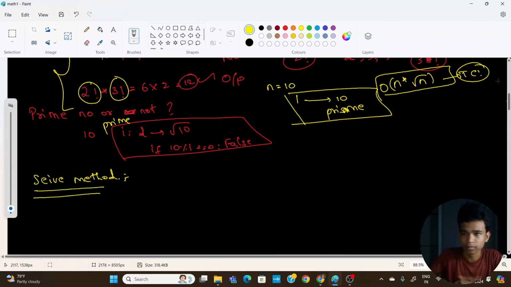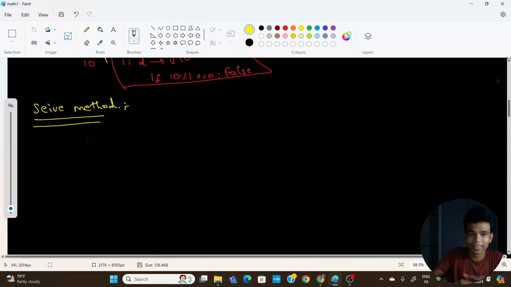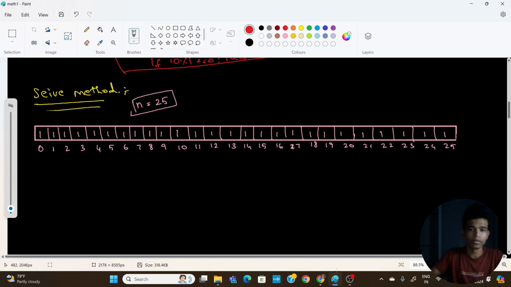I will tell you the algorithm. This algorithm is very, very super duper. See this example: N is equal to 25. I will take an array of size 26, ranging from 0 to 25, and make every value 1. Now, is 0 prime? No. So I will change the 0 to 0 and the 1 to 0. This is the initial step we want to do.